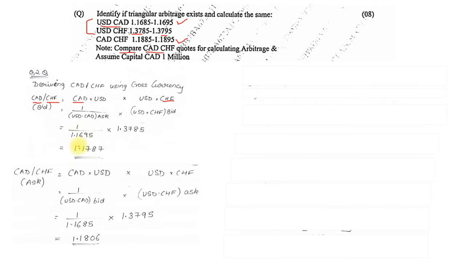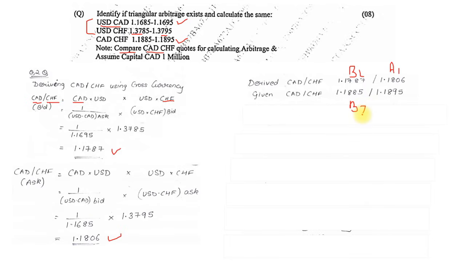Once we have got this, we have the bid rate and the ask rate for CAD and CHF. The derived rate for CAD to CHF is 1.1787, 1.1806. And they have already given you one CAD to CHF, so the given is also noted down. In order to find the arbitrage, whichever is the smallest value from the bid, the first one, I note down as B1. The side of that will become A1. The bottom will become B2, and here it will become A2.